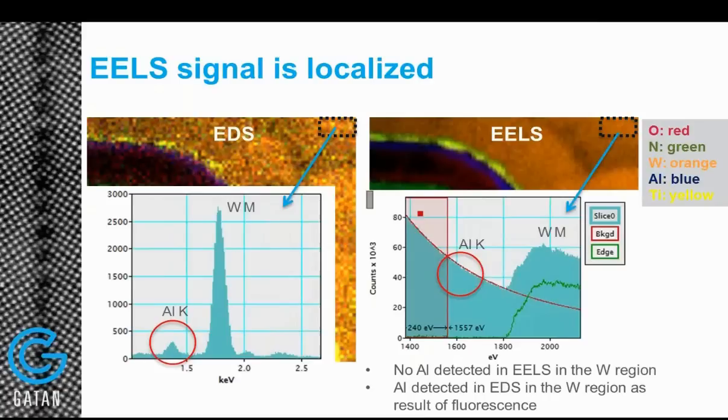We use Digital Micrograph. We actually use our latest software that we are about to release, GMS 3, where we have completely changed the way we do composition analysis and quantification with both EELS and EDS. All the data was processed in Digital Micrograph using the new features, the model-based approach, and also the new acquisition software, and the data processing software in Digital Micrograph for EDS.